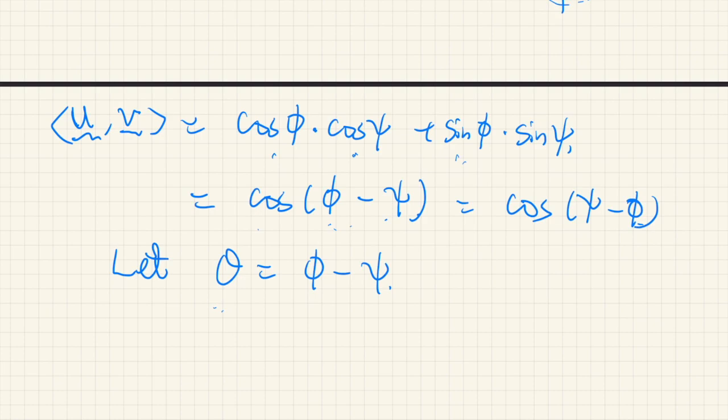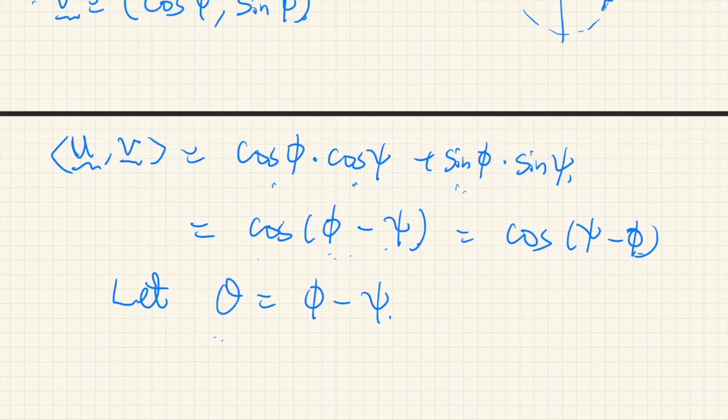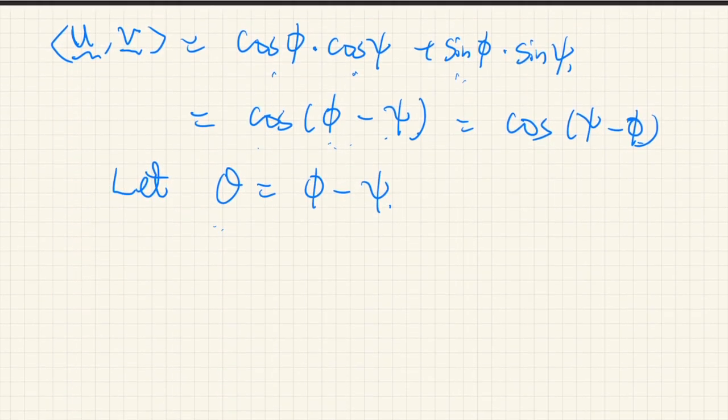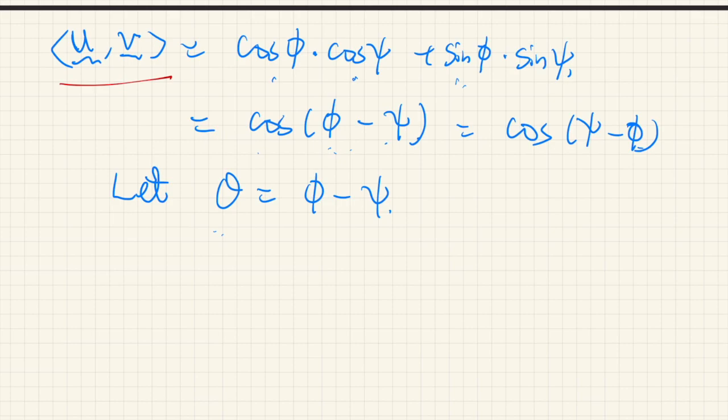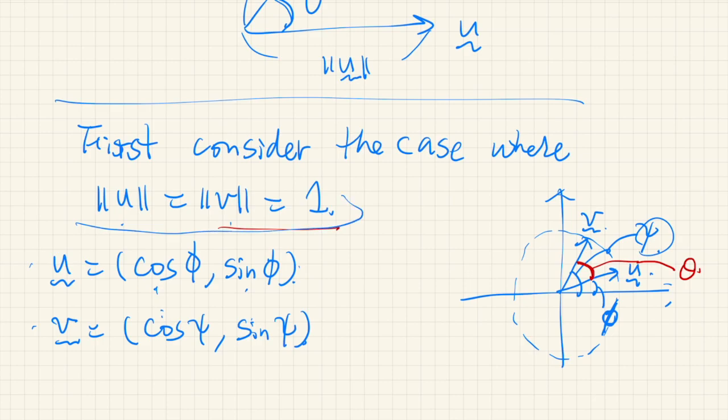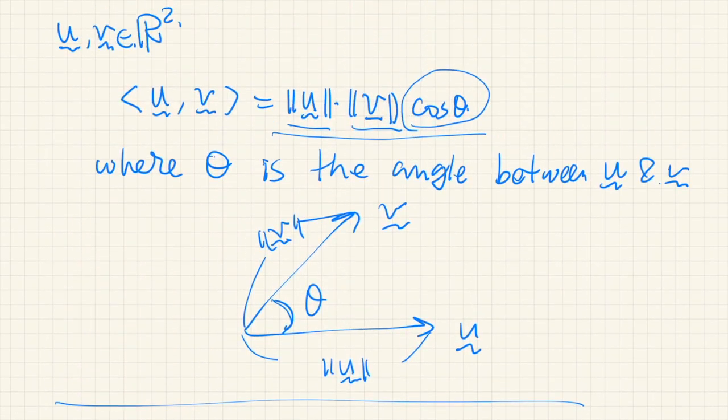Then that means, since we are assuming u and v are unit vectors, this is actually equal to u norm and v norm times cosine theta. And cosine theta is the angle between these two, right? This is equal to 1, this is equal to 1. So as long as u and v are both unit vectors, then the claim holds.